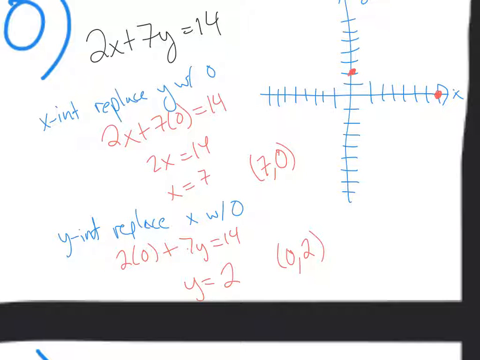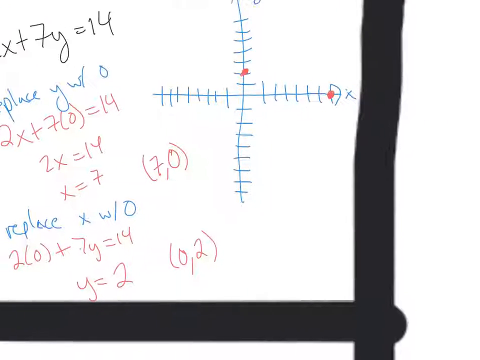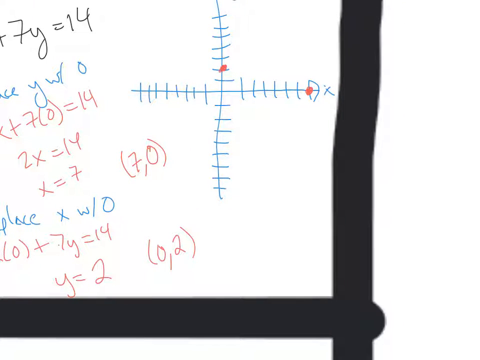Now, whenever you have 2 points, you can draw a line. Once again, this was my x-intercept. Sorry, I'll do it in black. X-intercept, y-intercept. You can draw a line between those 2 points, and you are done. Really need to work on my line skills.